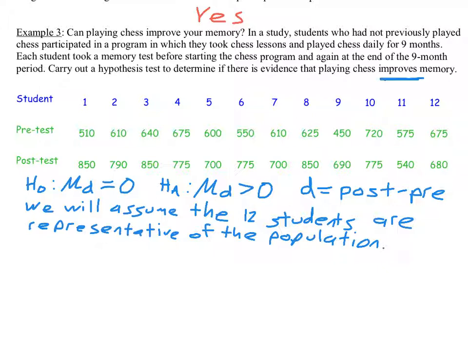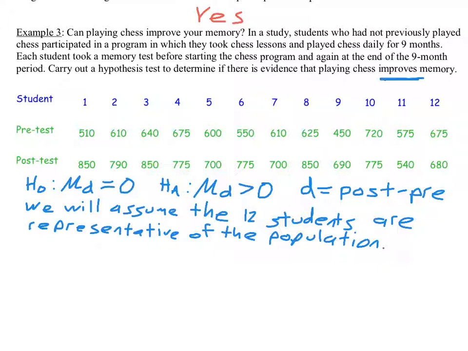Okay, and then the second condition is either the CLT. CLT doesn't work here because we only have 12 students. So we're going to have to use the plots.